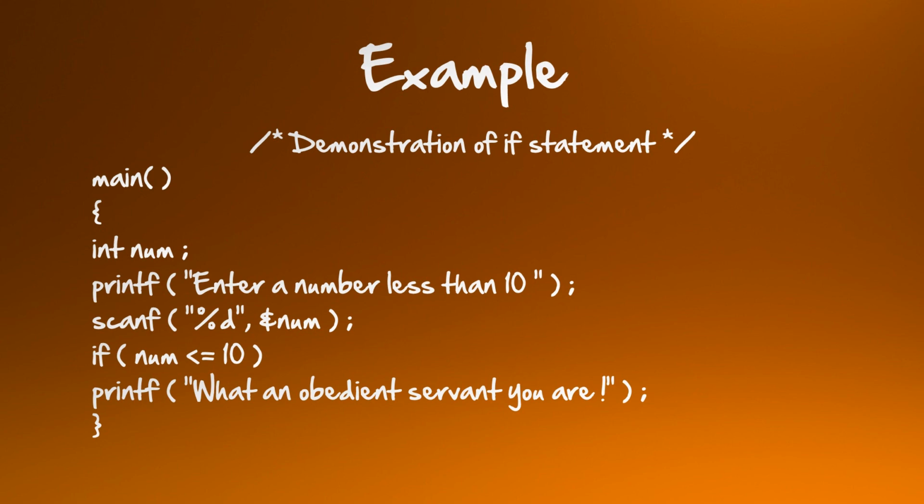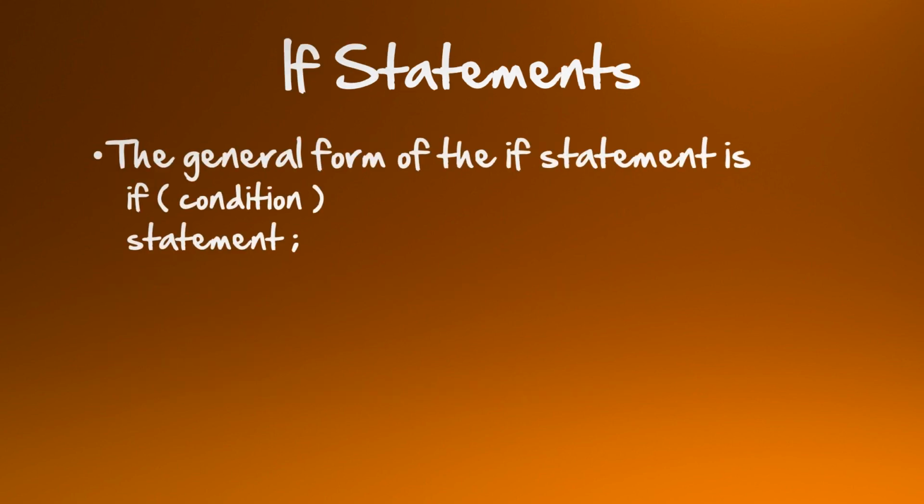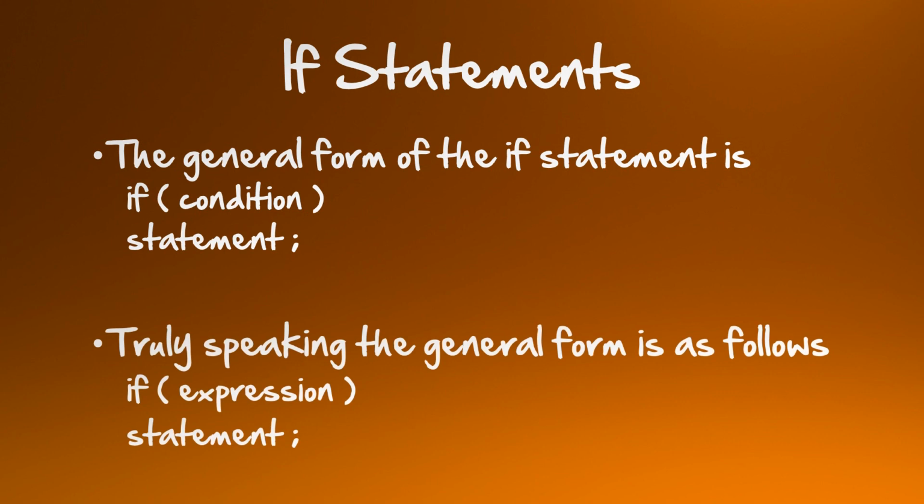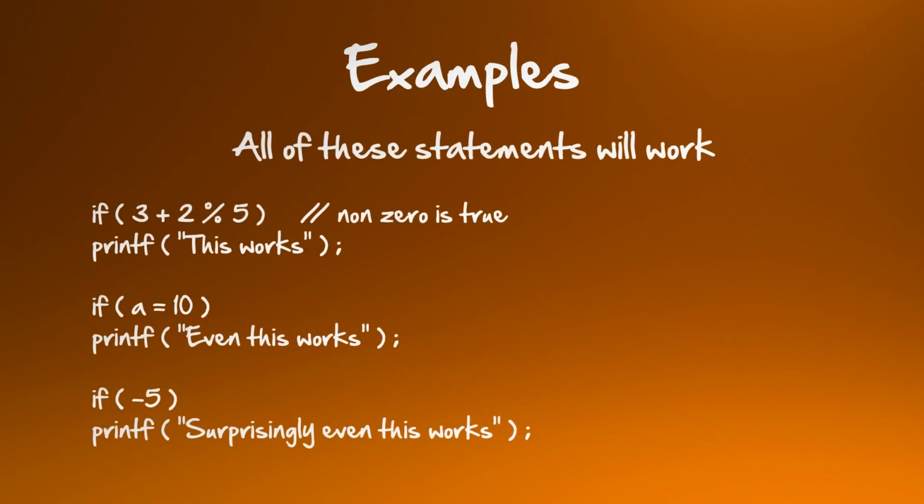As I mentioned earlier, the general form of the if statement is as follows. But truly speaking, the general form of if is this: if some expression, then execute the statement. Here, the expression can be any valid expression, including a relational expression. We can even use arithmetic expressions in the if statement. For example, all of these if statements are valid. So the important thing is that in C, a non-zero value is considered to be true, whereas 0 is considered to be false.